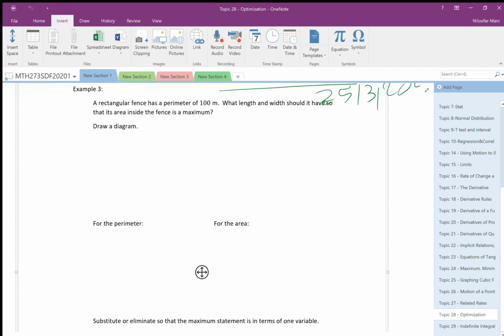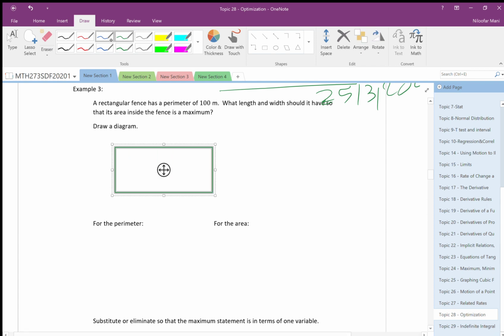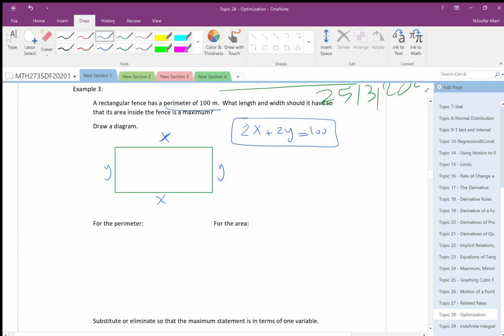So here it's a rectangular fence. For example, let's say I have a rectangular fence, which is a rectangle, and the perimeter is 100, so it means the surrounding is 100. So if I have x and x here, and if I have y and y here, the perimeter, which is the surrounding, is 2x plus 2y equal 100. That's the relationship between the two variables that I need.